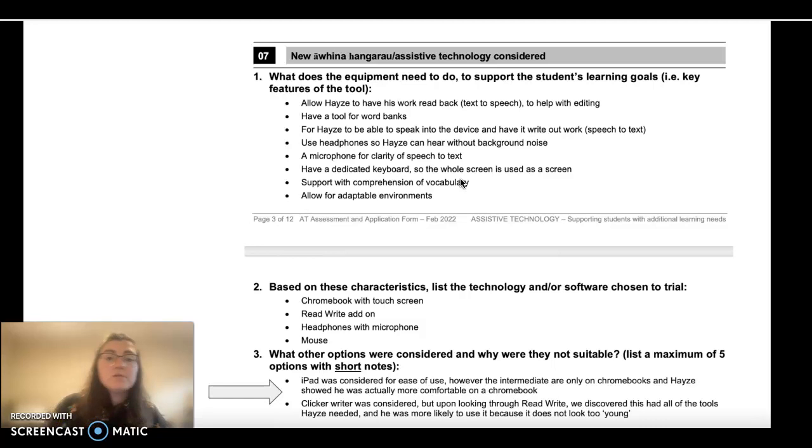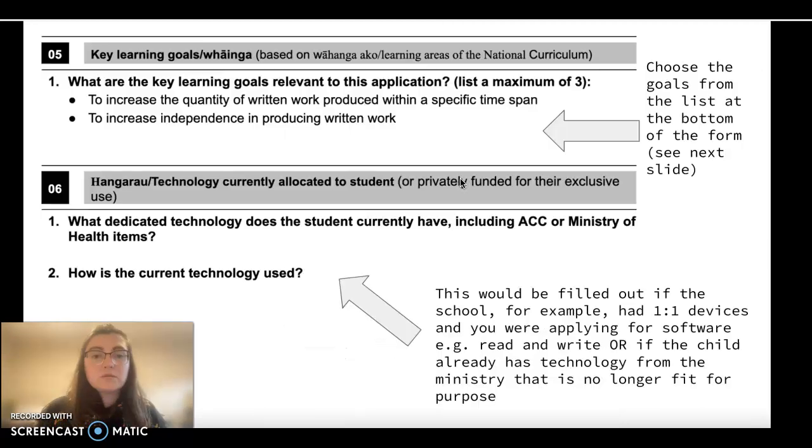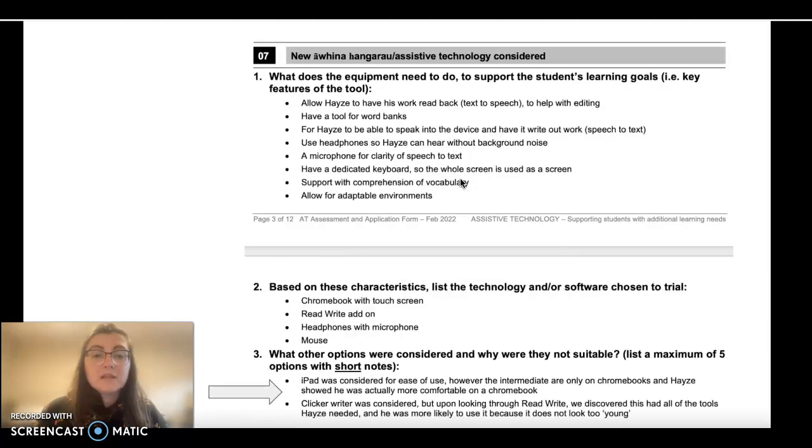But for now, number 7 is what does the equipment need to do to support the student's learning goals? So the key features of it. So it needs to allow Hayes to have his work read back to him, so that we kind of talked about this earlier. Have a tool for word banks. So you're just explaining what the technology needs to have.